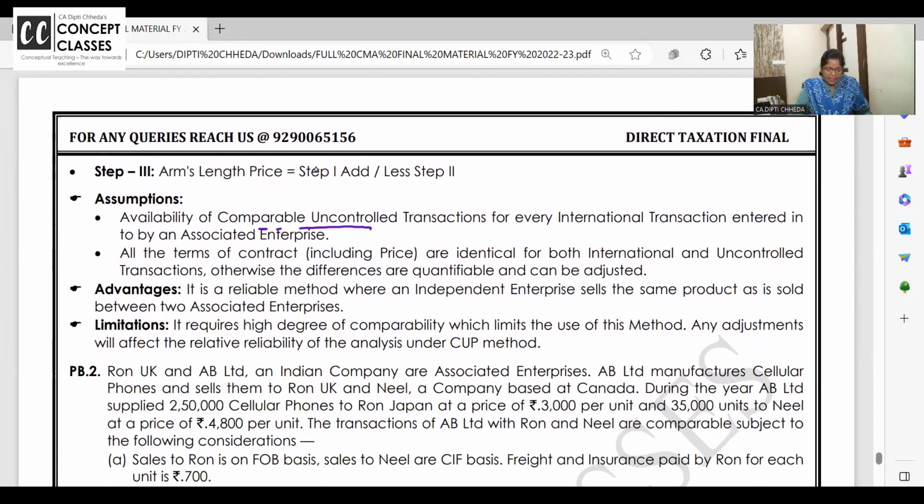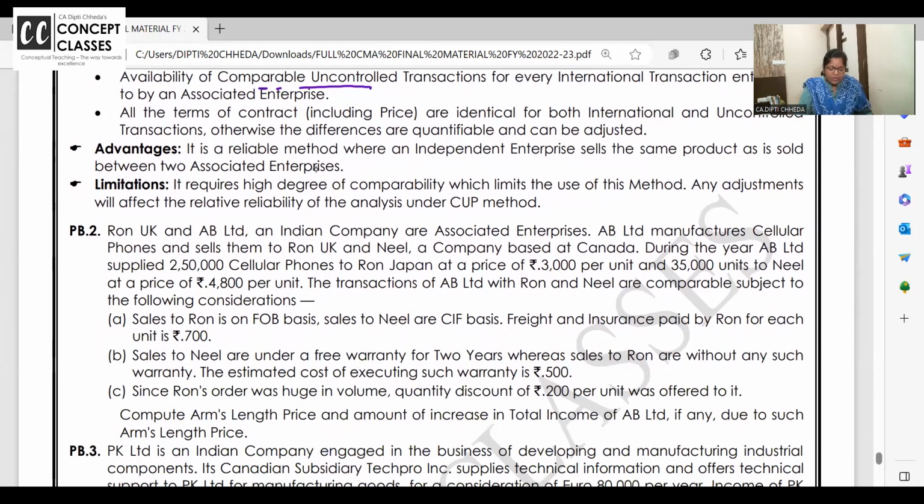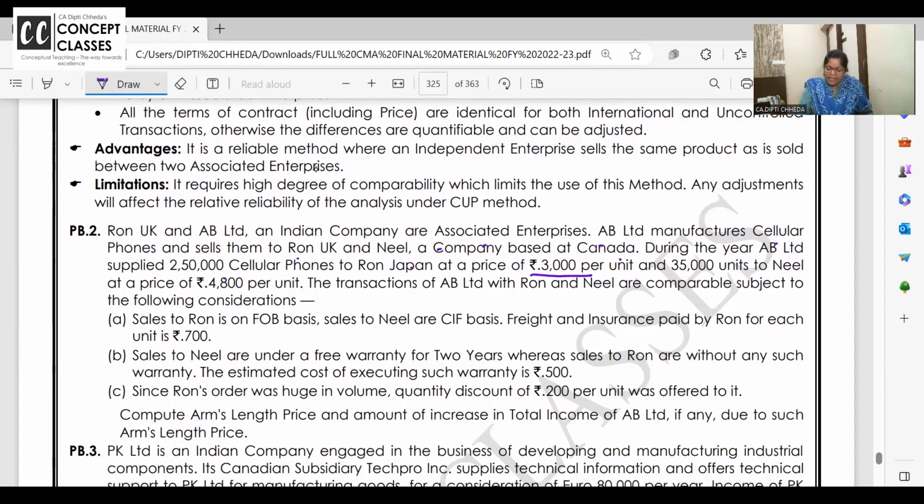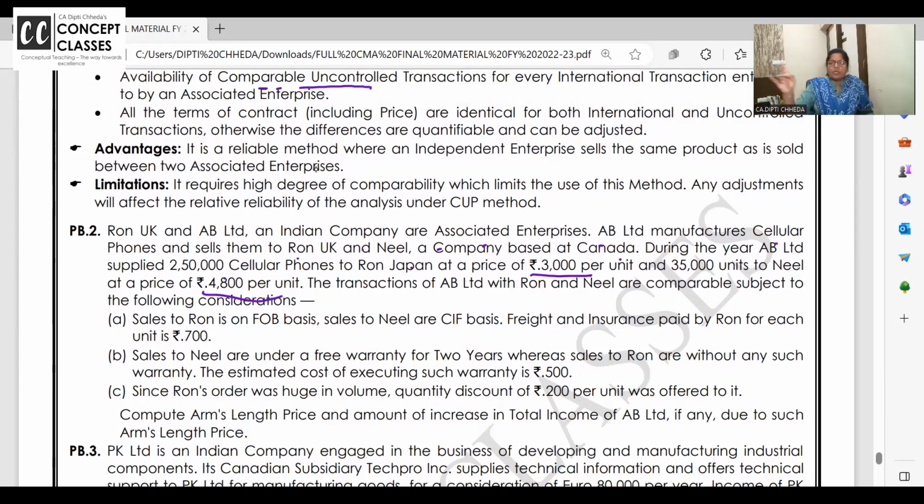Right. See, RON UK and AB Limited, an Indian company, are associate enterprises. AB Limited manufactures phones and sells to RON and Neil, a company based in Canada. During the year, AB Limited sold 250,000 phones to RON, the associate enterprise, at 3,000, and 35,000 to Neil. Look, to others we have sold at 4,800 in Canada and to our associate enterprise at 3,000. So the answer should start with the unbiased price.